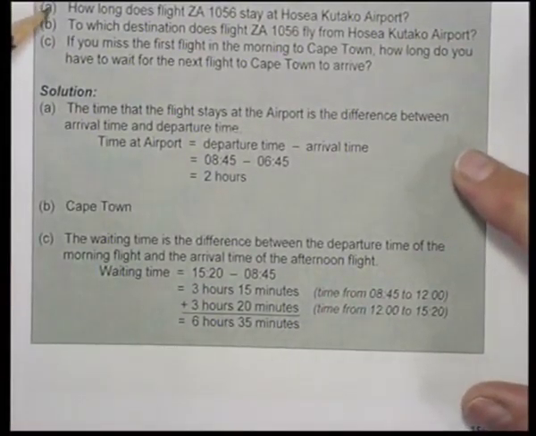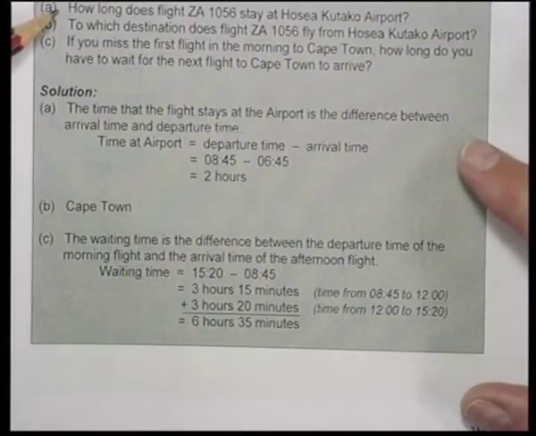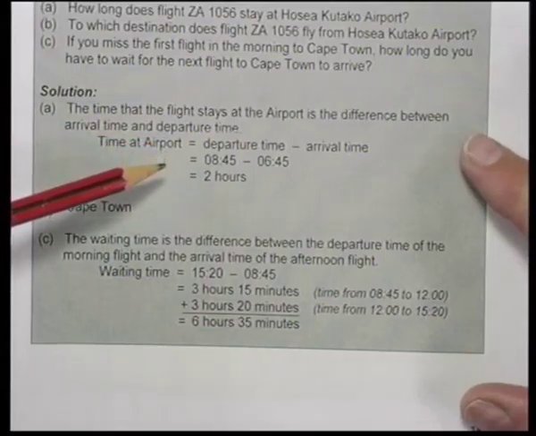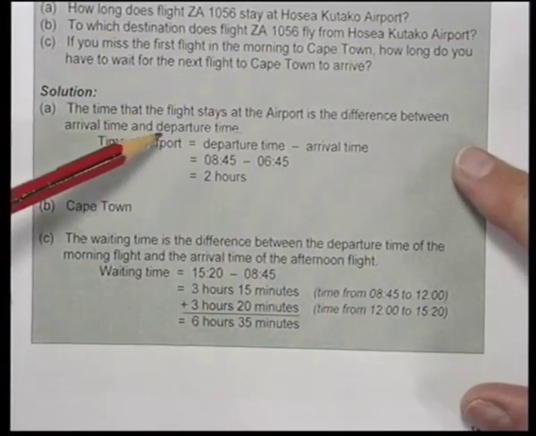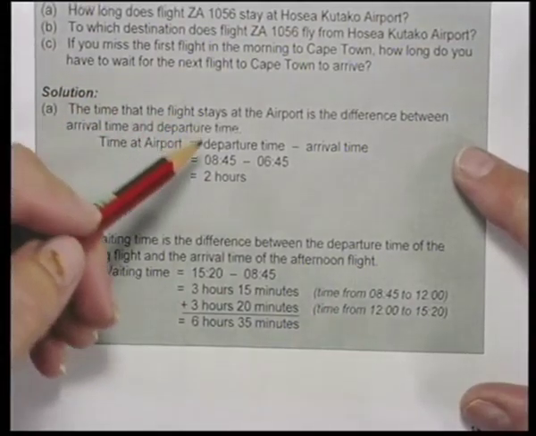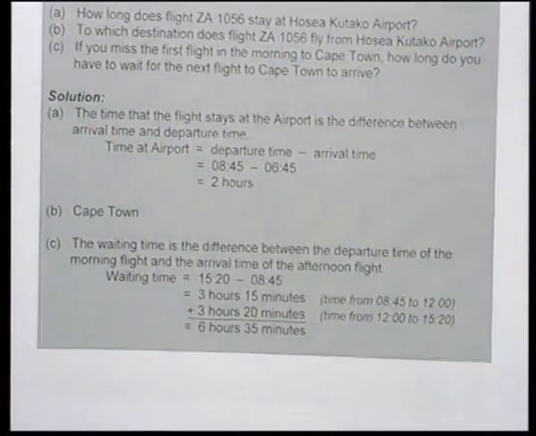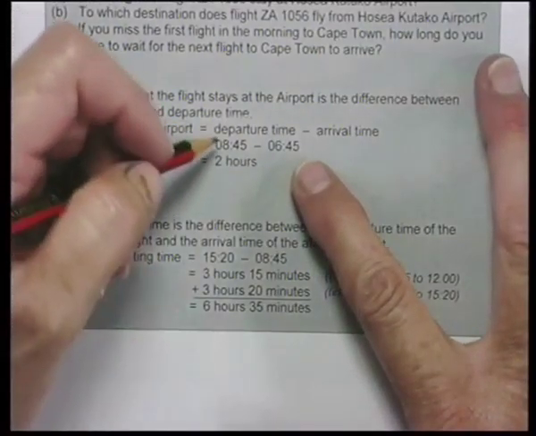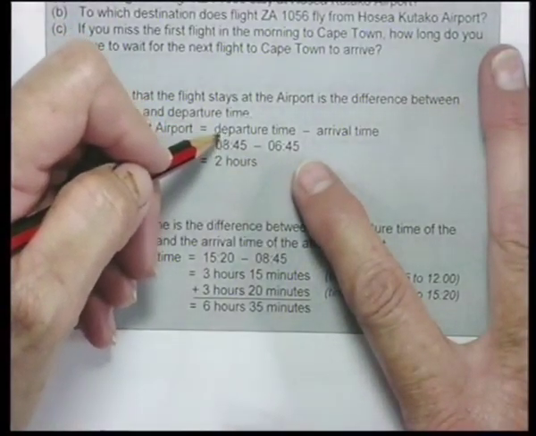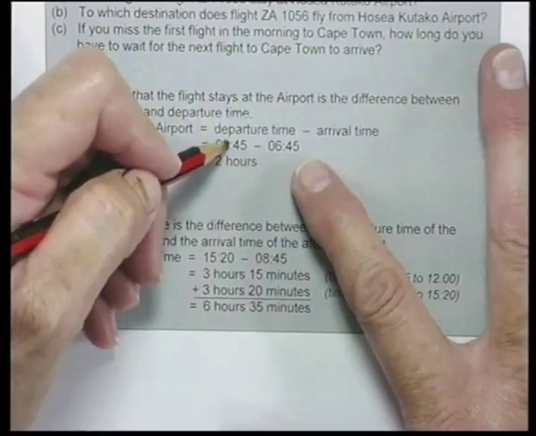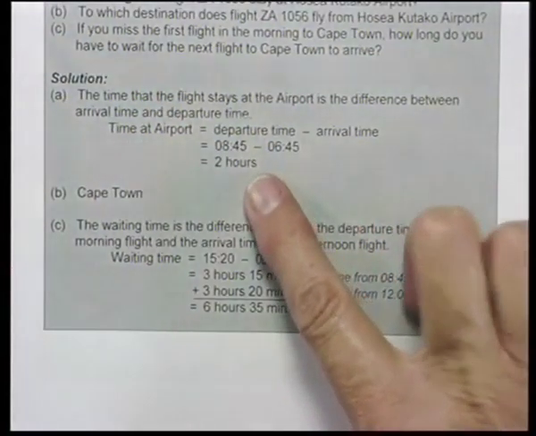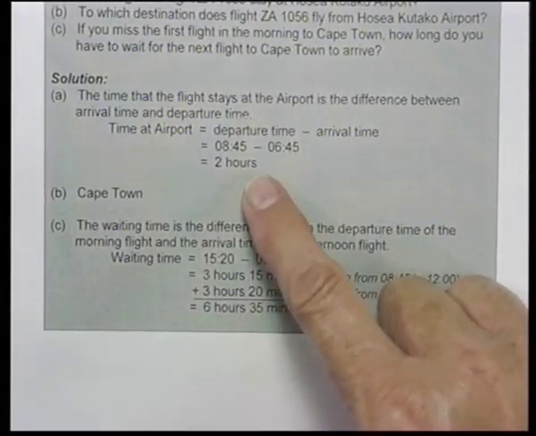So number A, how long does this flight stay at Hosea Kutako Airport? The time that the flight stays is the difference between the arrival time and the departure time. So departure minus arrival, so we must subtract. And this one is exact, 08:45 minus 06:45. So it is 2 hours on the airport.